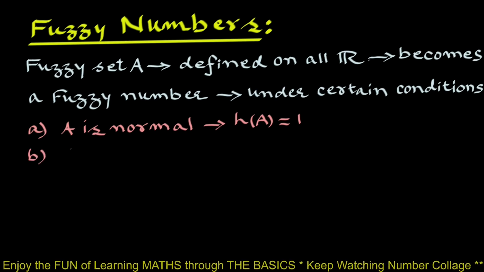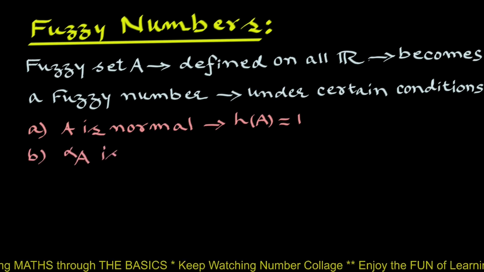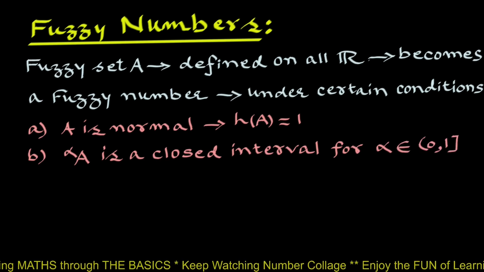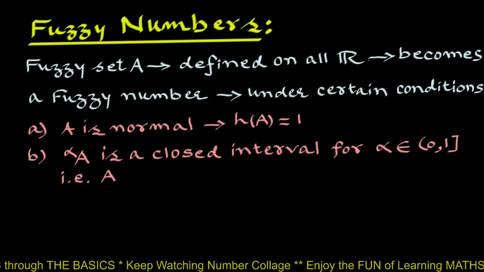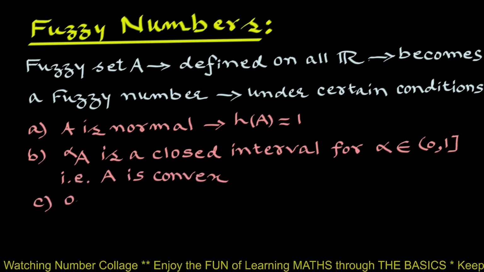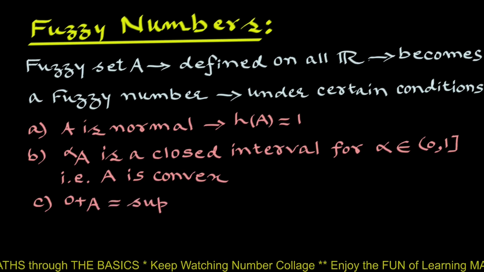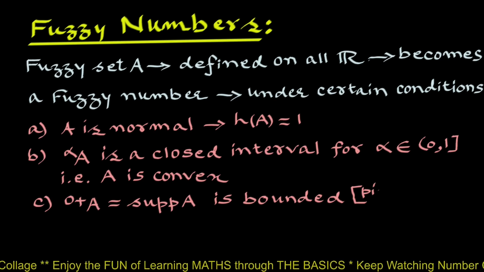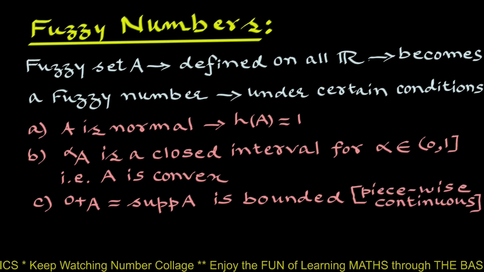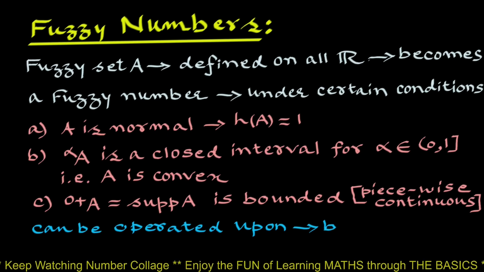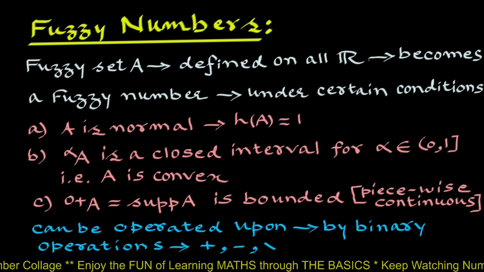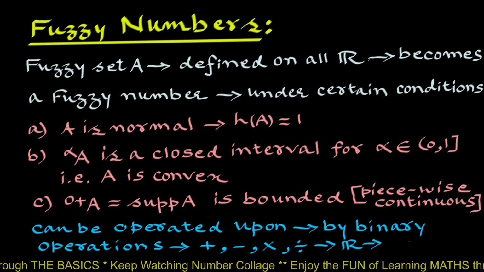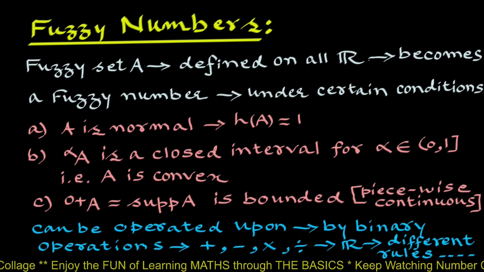B, alpha cut A is a closed interval for alpha belonging to the interval open 0, close 1, that is, A is convex. And C, strong zero cut A, that is support A, is bounded. Or it is piecewise continuous and hence can be operated upon by binary operations, addition, subtraction, multiplication and division, done with real numbers but with different rules. Let us see how.